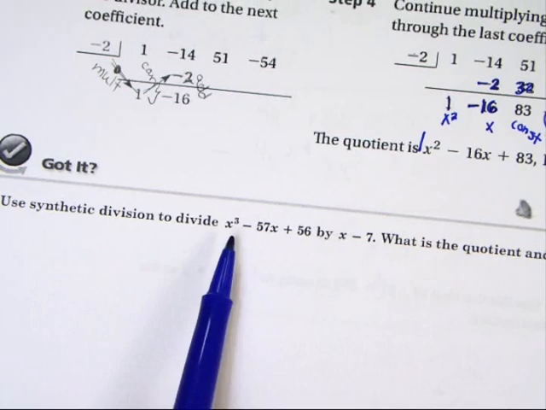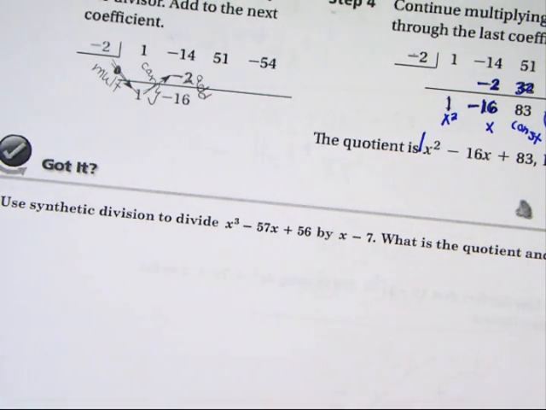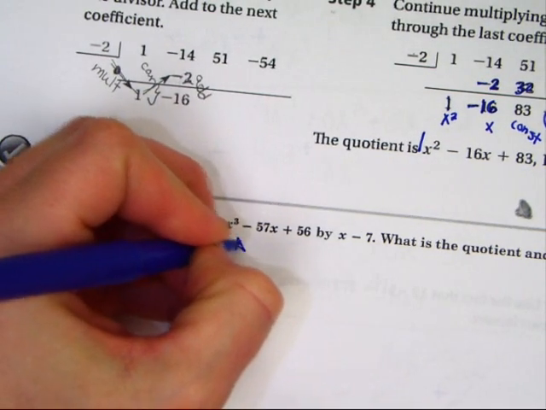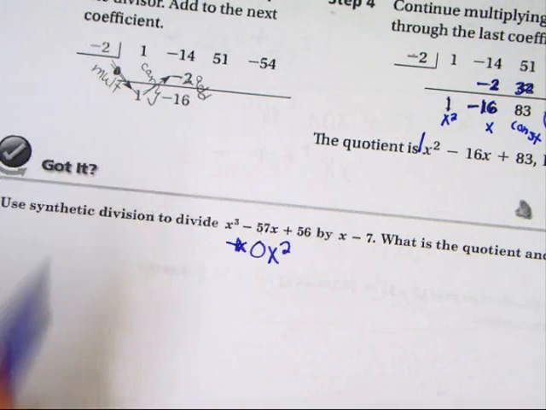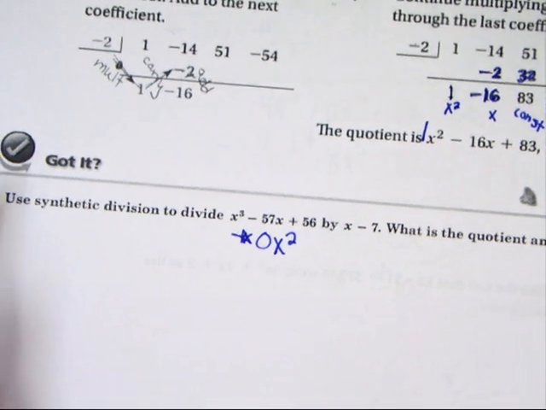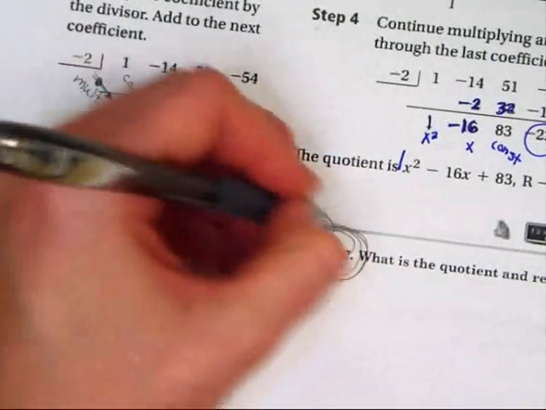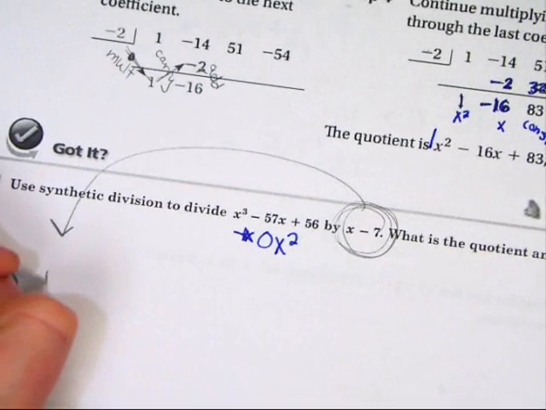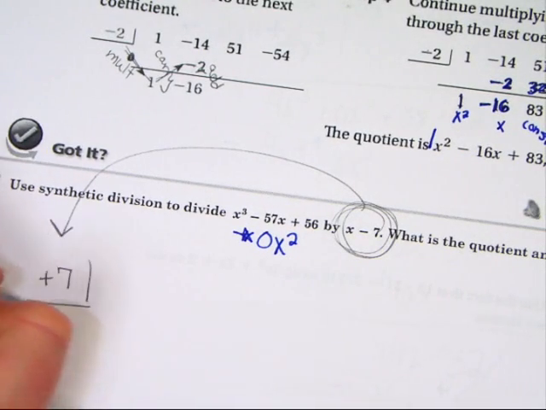Okay, we have x cubed minus 57x plus 56. Now what I'm going to note here is that we have to have a 0x squared, okay? What is the quotient? What is the remainder? Let's use synthetic division. So you see how I have x minus 7? That means right here I got to use a positive 7 in my little box.